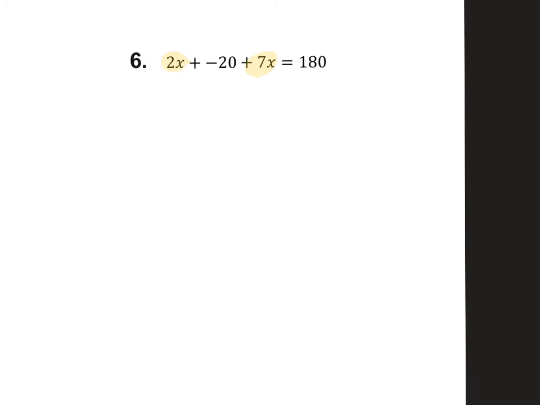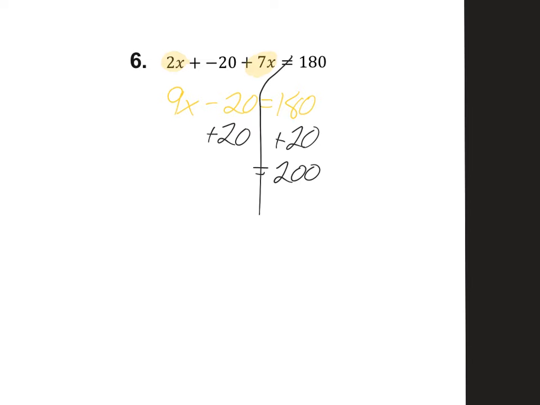So what is 2x plus 7x? That is 9x. I'm just going to put minus 20 equals 180. Okay, now we're going to add the 20 to both sides. So we have 200 equals 9x. Divide by 9, divide by 9. x equals 200 divided by 9. I'll just leave it like that, that'll make my life easier.